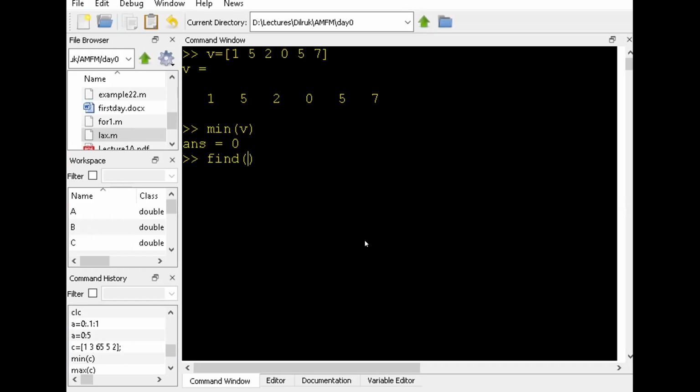So you have to give the vector or matrix name. What is the name? V. Yeah. V should be equal to the minimum value of V. So we can spot the place. So let's see. All right, it says the minimum value is located at this position, the fourth position, 2 3 4.